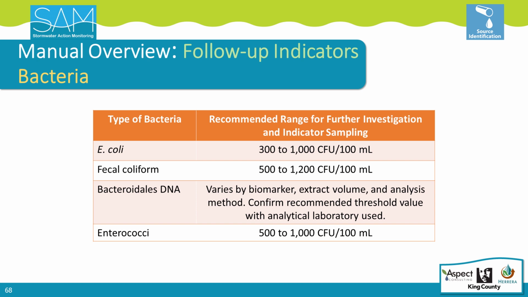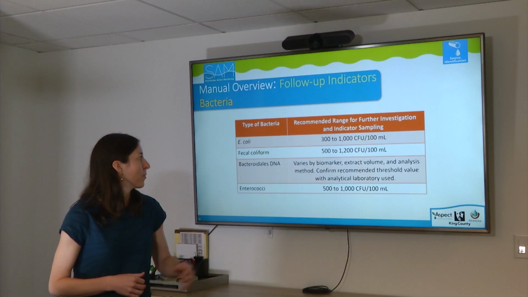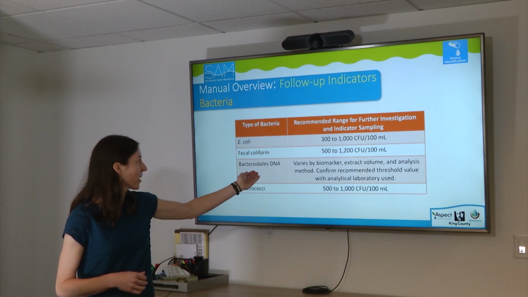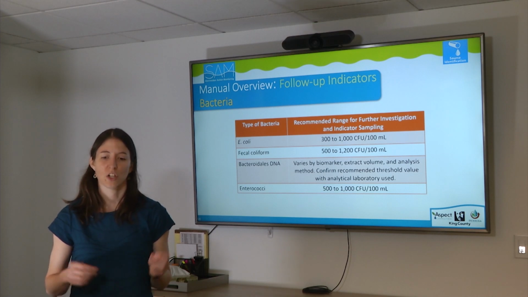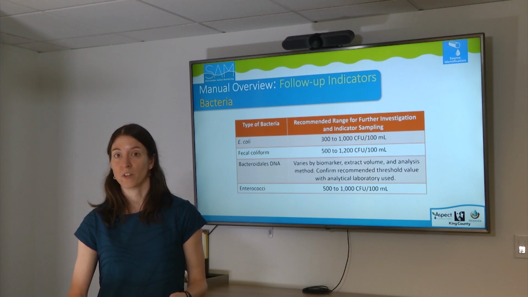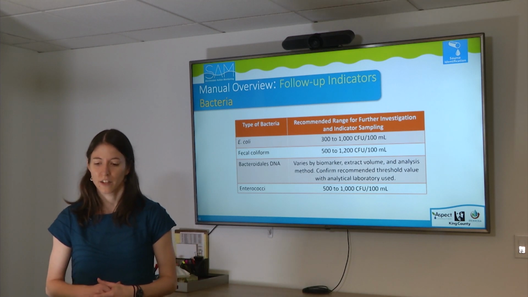I also wanted to note that, again, Enterococcus is marine water specific. It's not commonly used in freshwater, but we did include it here to be comprehensive. And the Bacteroides threshold does vary by biomarker, extract volume, and analysis method. So it's best to follow up with your analytical laboratory and determine what the best threshold value is to be used there. So here we do have ranges for E. coli and fecal coliform. And the Bacteroides is one that we couldn't really determine an exact number for, so you'll want to follow up with the lab that's doing your analysis and see what threshold value they recommend in that case.